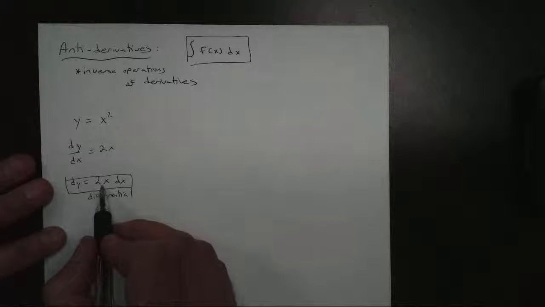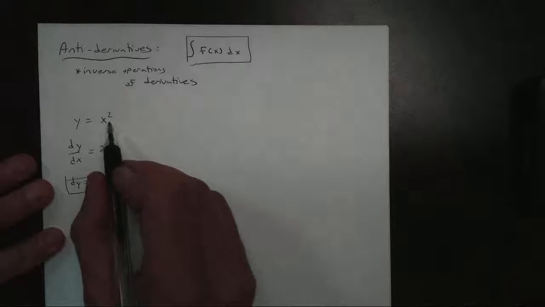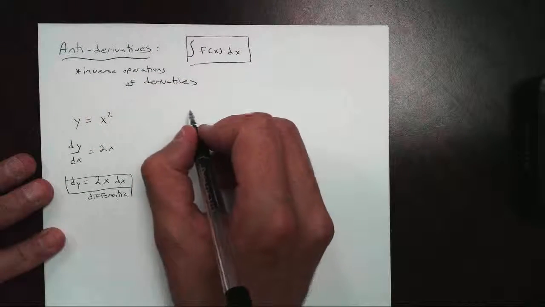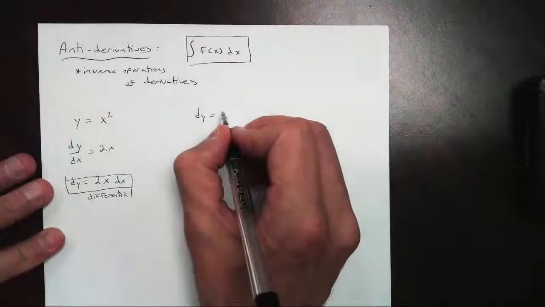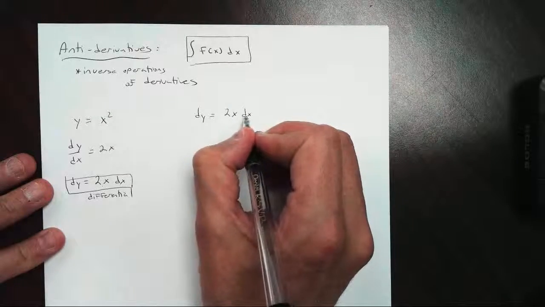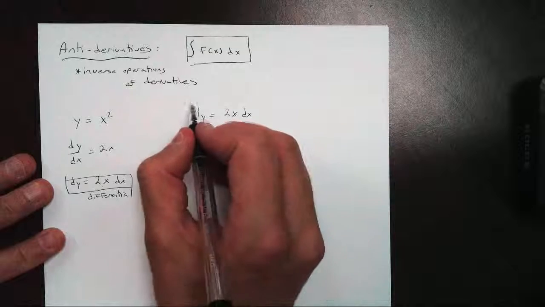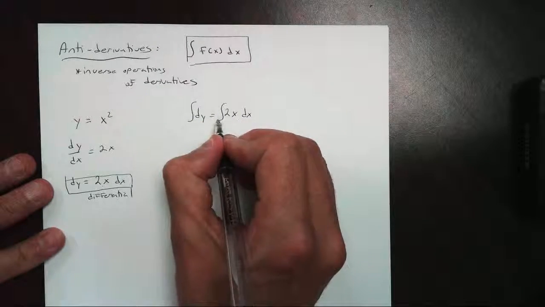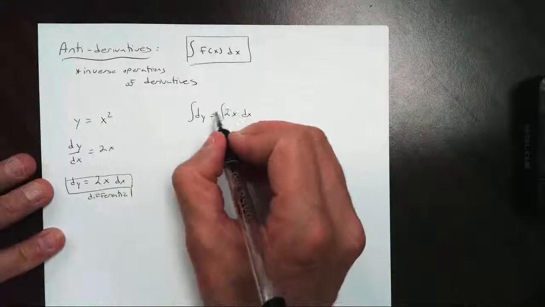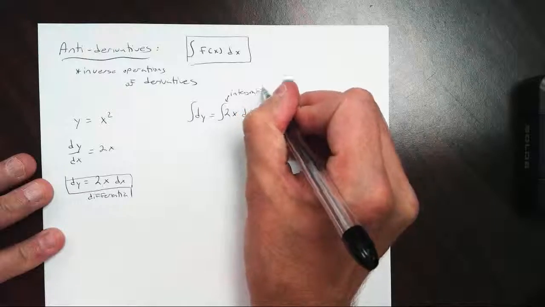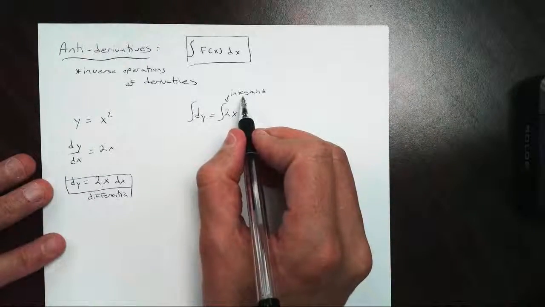What if I have my derivative of 2x and I want to find out what the original function was? Well, that's where we get antiderivatives. So I start with my differential, dy equals 2x dx. And we have this special notation to do this. I take what's called the antiderivative. In other words, I put this right here. This symbol right here is called an integral sign. And what it means is I want to do the exact opposite.